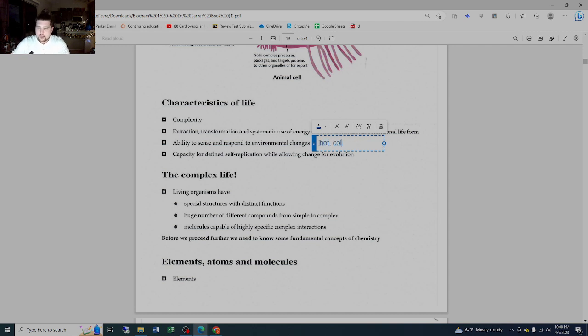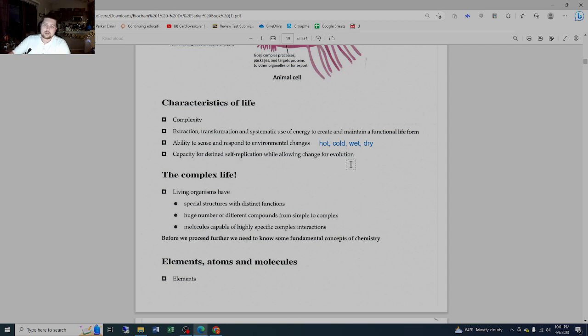If it gets hot, if it gets cold, if it gets wet, if it's dry, our body's going to change and adapt and respond to all of those different environments, as well as an environmental change like an injury or something like that. Capacity for defined self-replication while allowing change for evolution. So self-replication, obviously all of our cells are going to continue to self-replicate, but also allowing change for evolution.